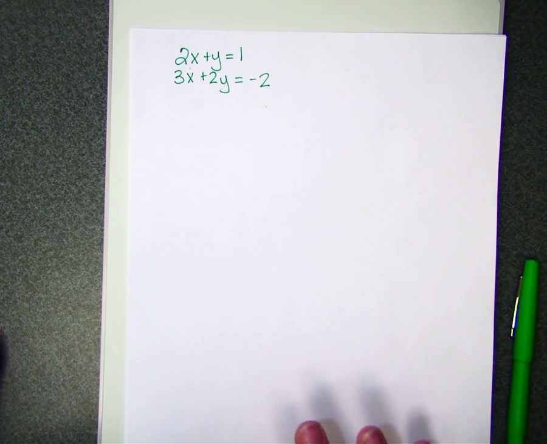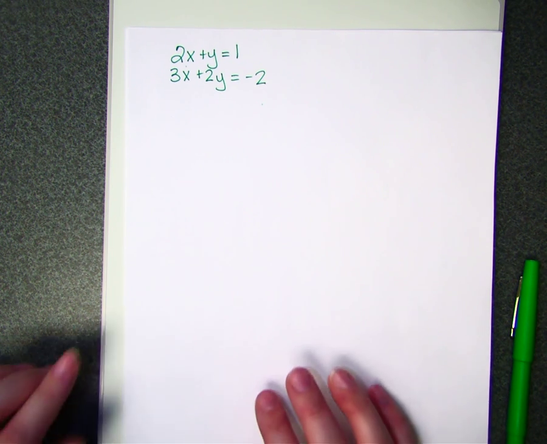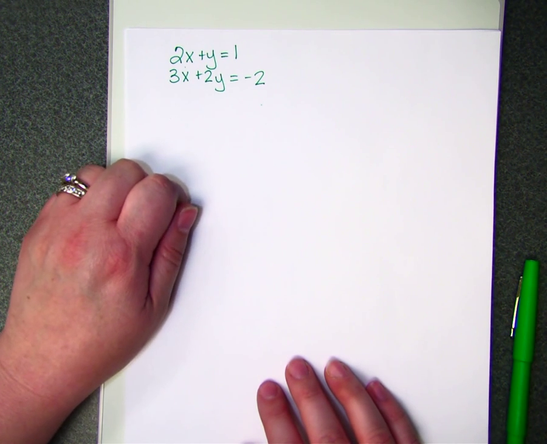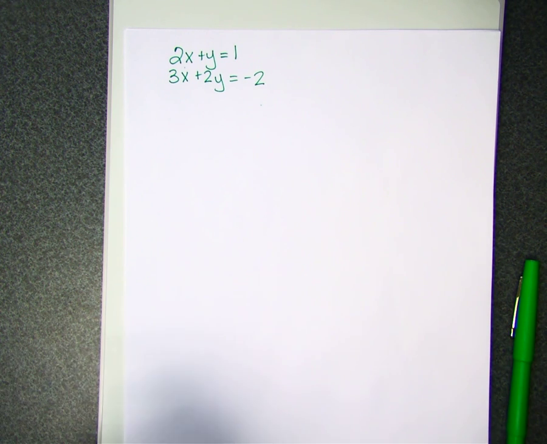All right, everybody, we're going to talk today about how to solve a system of equations using a matrix. There are 4 different ways to solve a system of equations, and some we've talked about already: substitution, elimination, graphing, and then the 4th method is by the use of a matrix. So we have a system of equations that I've set up for us: 2x plus 1y equals 1, and 3x plus 2y is equal to -2.